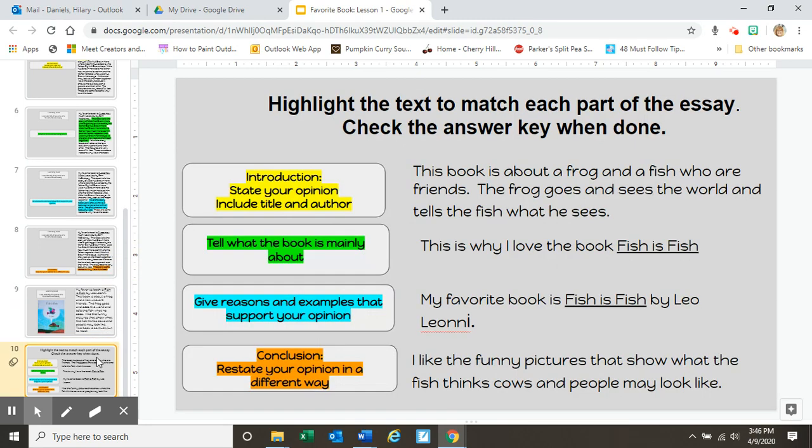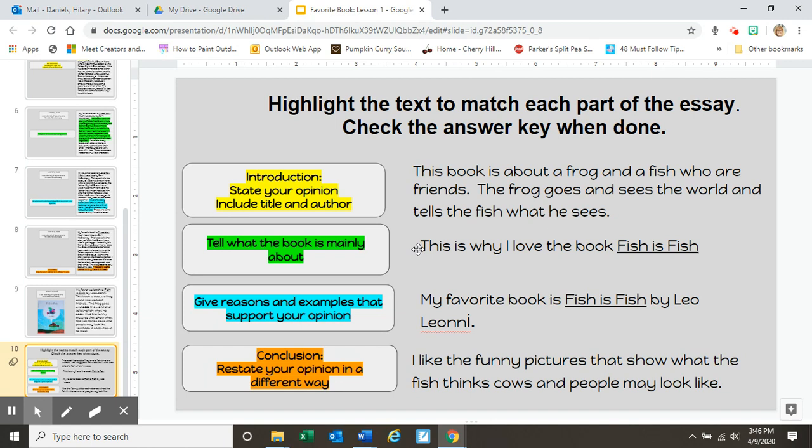This is what your assignment's going to look like. You are going to find the parts of the book essay over here that match up with the different colored parts over here. I'll give you an example: the introduction, where the opinion is stated, and the title and the author. So let's see. This book is about a frog and a fish who are friends. No, that's not the introduction. This is why I love the book Fish is Fish.